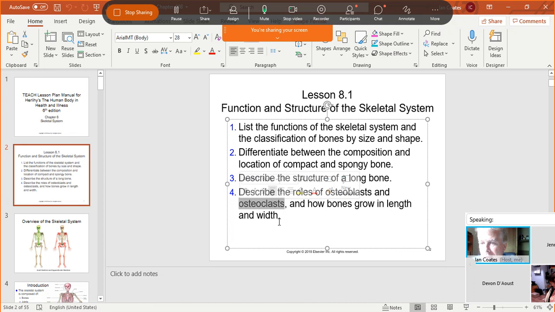And we all have them going on right now. It's all a part of a healthy body. Don't think that something's wrong here, okay? And we're going to talk about how bones grow.